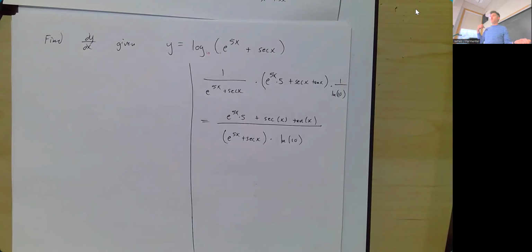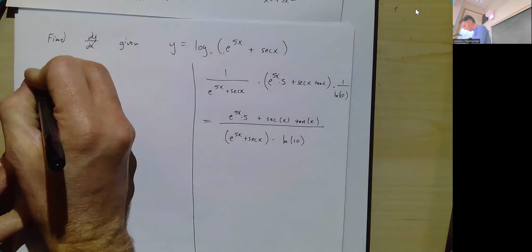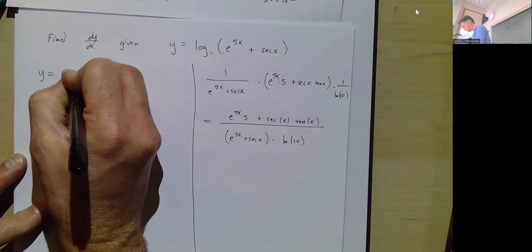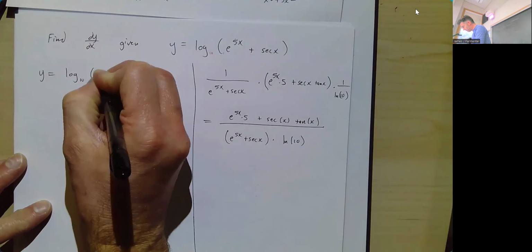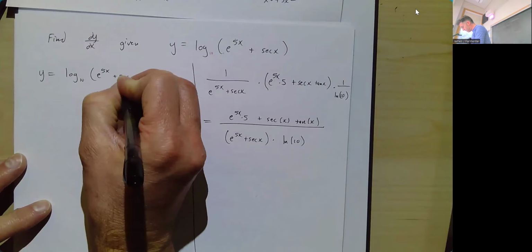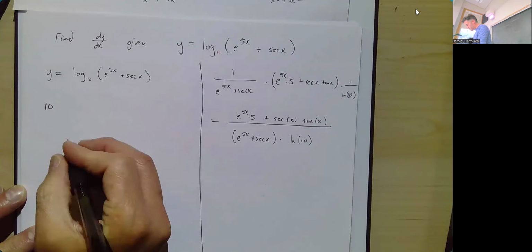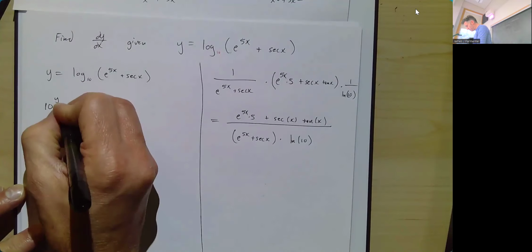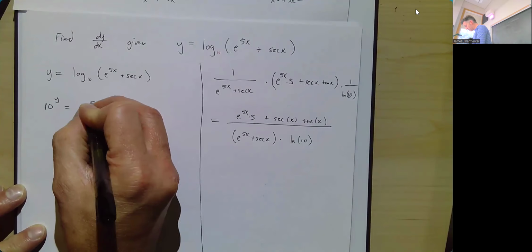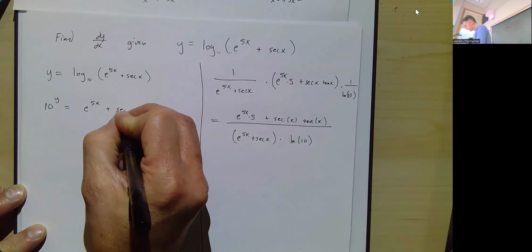It's going to be 1 over the stuff times the derivative of the stuff, divided by the natural log of my different base. But let's actually go back and do it the long way, just to verify for ourselves one last time that this is really what you're going to get. So if I was going to write y equal to log base 10 of e to the 5x plus secant of x, I could then rewrite it as my base of 10 raised to the y power equal to e to the 5x plus secant of x.